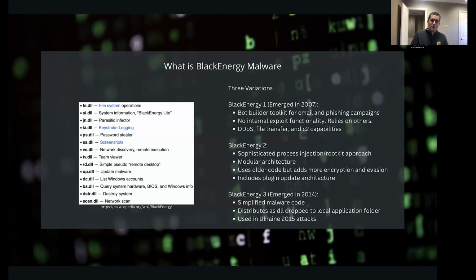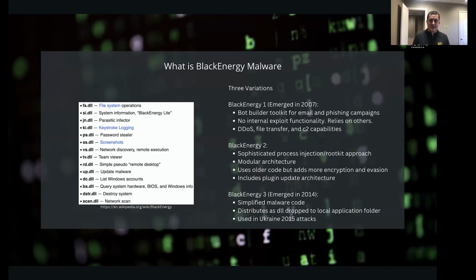So we talked about BlackEnergy. What is BlackEnergy? There are three versions of BlackEnergy, and there's some debate in the security industry that BlackEnergy 1 was actually released on malware forums. It was just a simple bot builder toolkit. It had distributed denial of service features. It really didn't have exploits; it relied on other exploits, and it was used for email and phishing campaigns. It was kind of one of those community-written malware forum projects. This emerged in 2007.